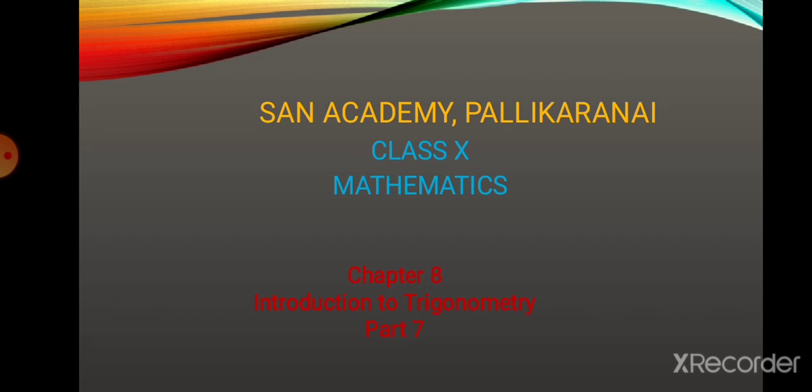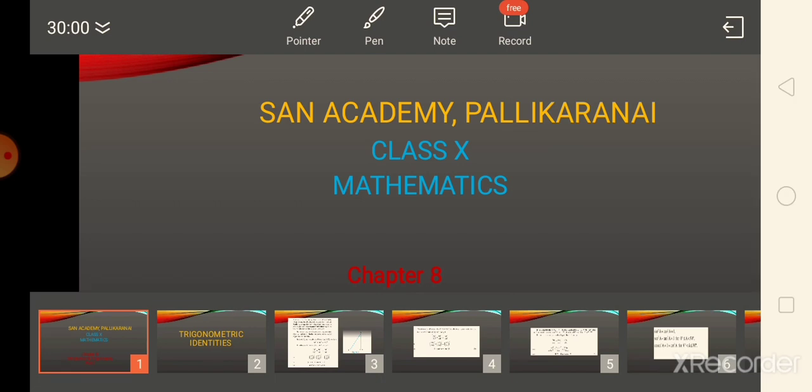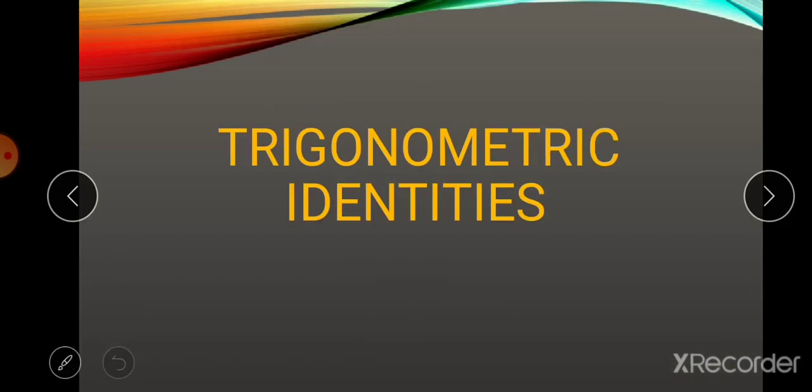Now, this exercise is very important for you, 4 marks questions. So, this will make it very easy to find out the identities. The next topic is trigonometric identities. So what is the meaning of identity? You learnt identities in algebra, algebraic identities.